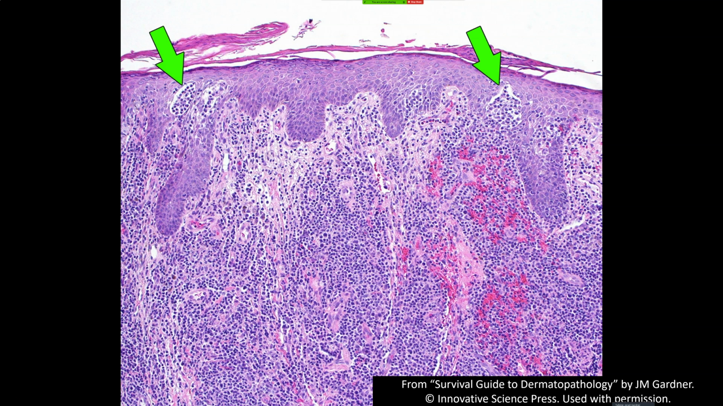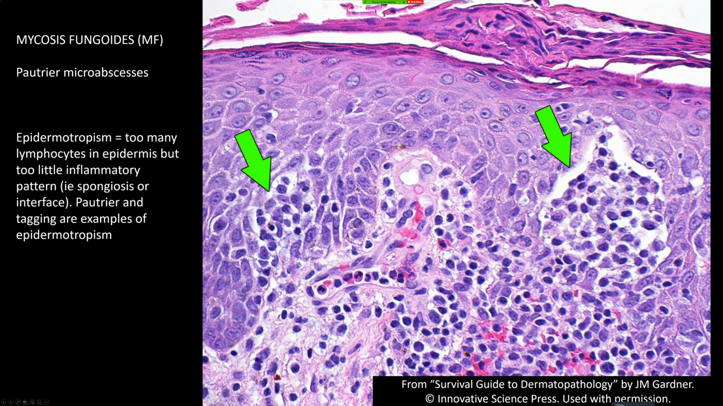Sometimes, particularly if the patient's been putting steroids on it, or maybe they've had ultraviolet light exposure, sometimes you lose all of the epidermotropism. And those cases can be really, really difficult. So in any case here, these are the Pautrier microabscesses. And when you look closer, look, you can see they're a nice collection here.